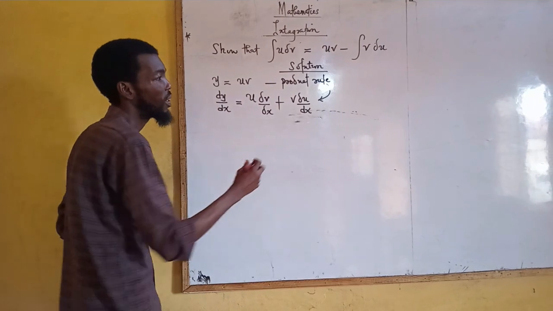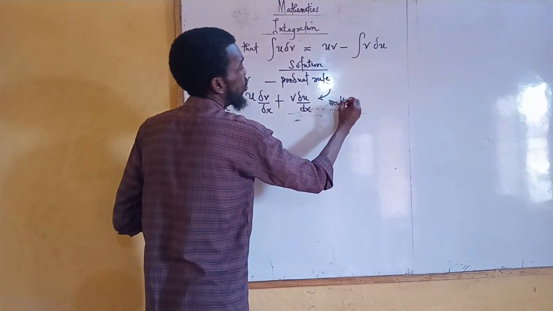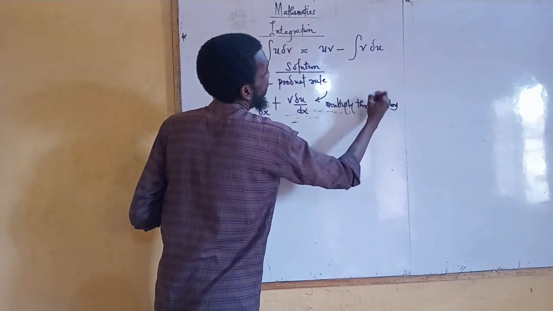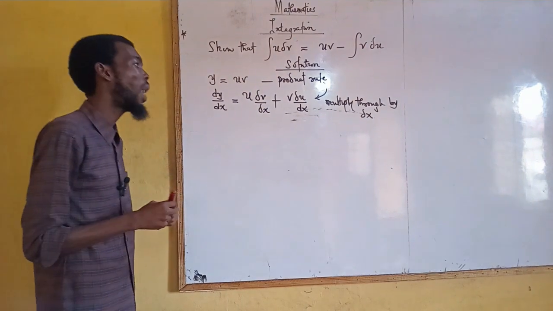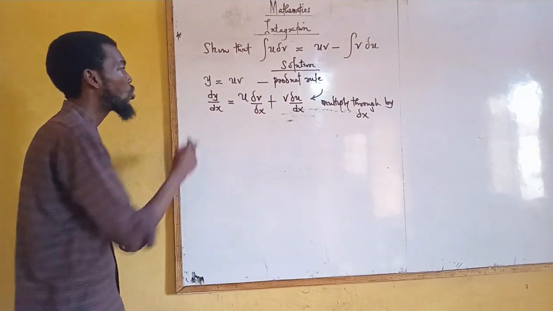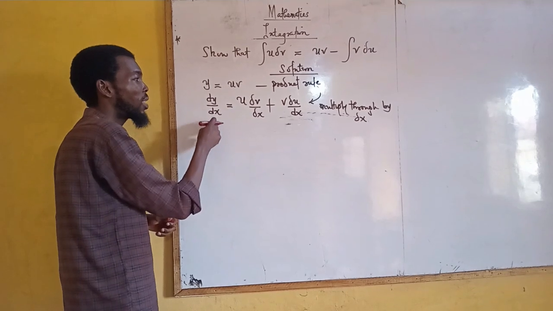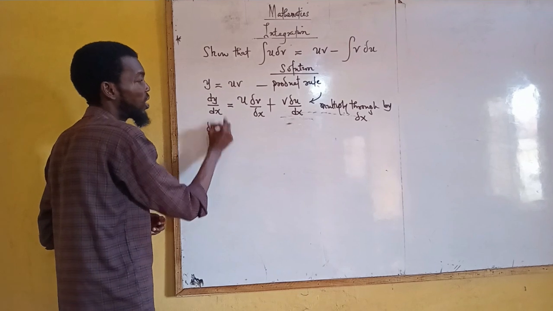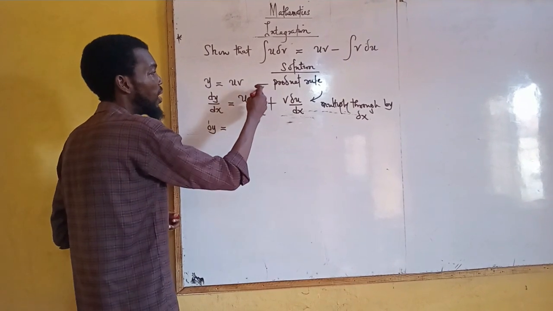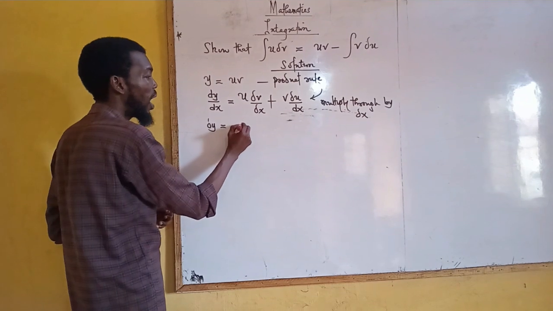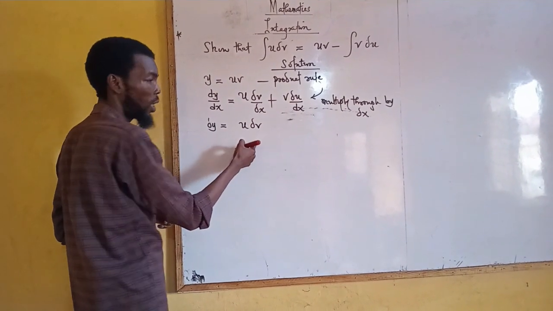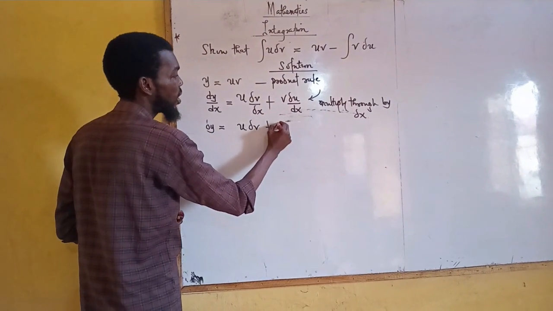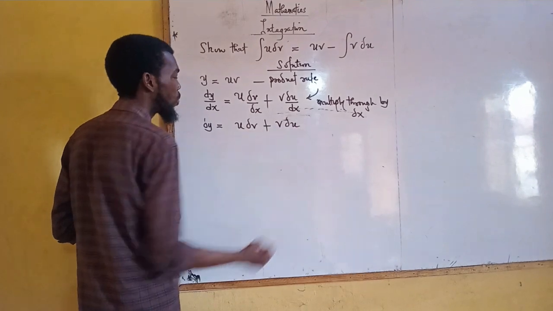Now, having done this, multiply through by dx. We want to multiply each term through by dx. So if dx multiplies the dy/dx here, everything will result to what? The dy alone, because the dx will cancel out the dx. Now, if dx multiplies every term here, the answer is reduced to what? u dv plus, if dx multiplies this term here, the answer will reduce to what? v du.